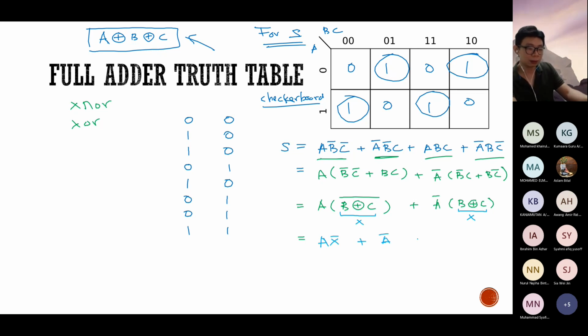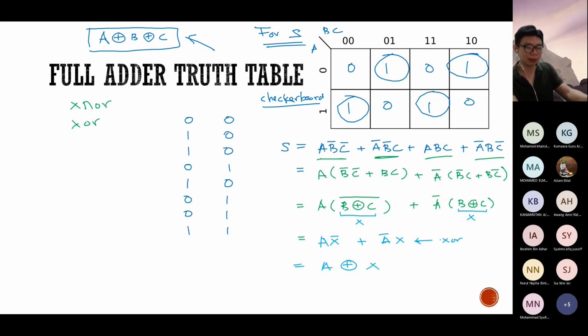A, X, A bar, X. So are you seeing what I am seeing over here? This is, again, the pattern of exclusive OR, right? So this is a pattern of exclusive OR. So I can rewrite this like this: A XOR X.